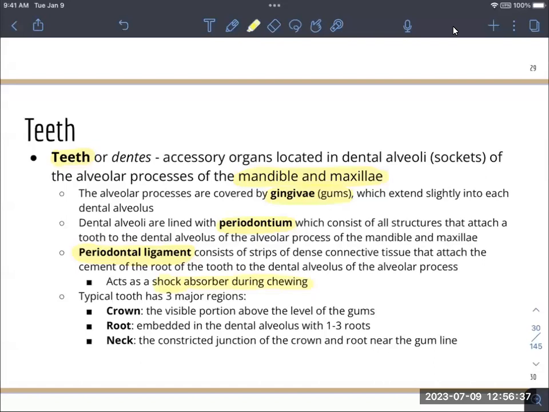So all of our teeth have different regions. We have a crown, and this is the portion we see, is the crown, the root, and then the neck. Depending on the type of tooth, it can have one root, it can have up to 3 roots, just depending on where that tooth is located. The neck is found at that gum line.